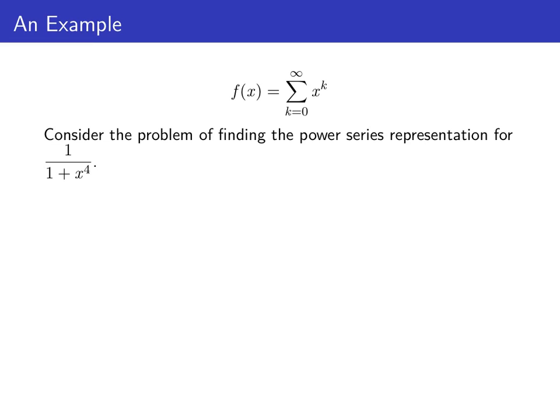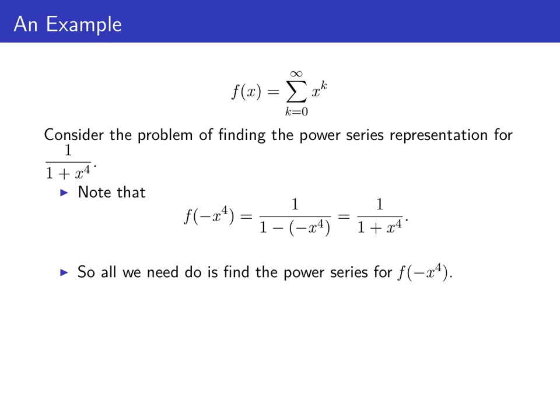First, let's consider the problem of finding the power series representation for the function 1 over 1 plus x to the fourth. To do this, we're going to exploit a connection between f of x and 1 over 1 plus x to the fourth. Note that f of the opposite of x to the fourth is 1 over 1 minus the opposite of x to the fourth, which is 1 over 1 plus x to the fourth. So if we can find a power series for f of the opposite of x to the fourth, we've found a power series representation for 1 over 1 plus x to the fourth.